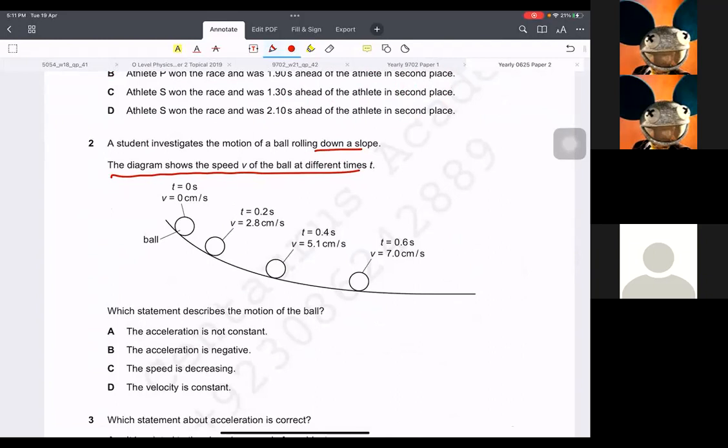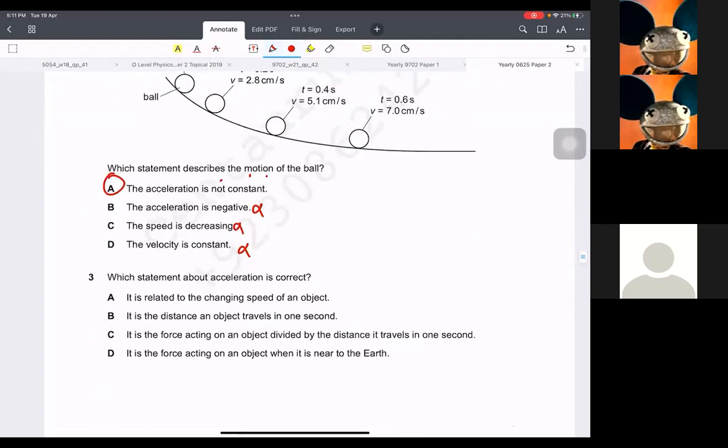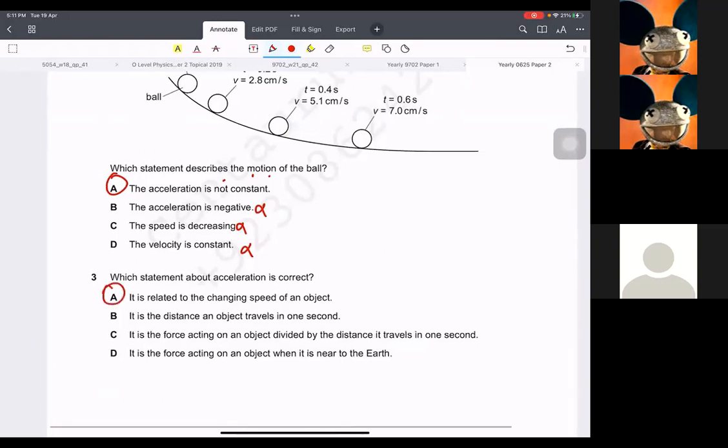So which statement describes the motion of the ball? The acceleration is negative. That's not correct. Which statement about the acceleration is correct? It is related to the change in speed of an object. Well, that is true. And distance, no. Nope.